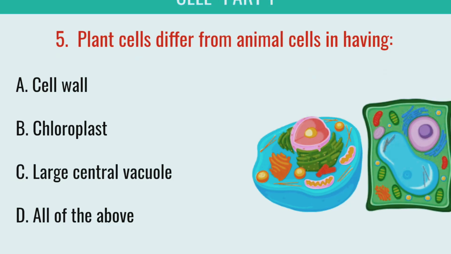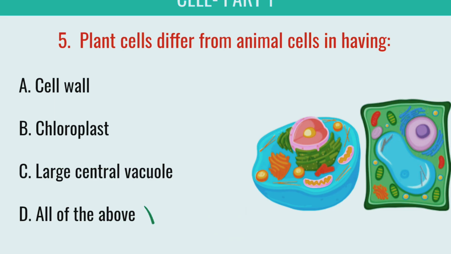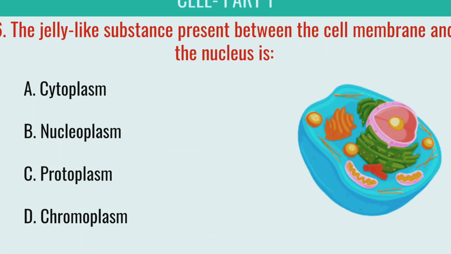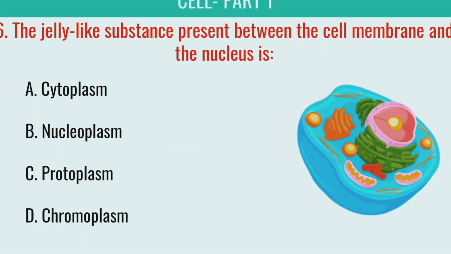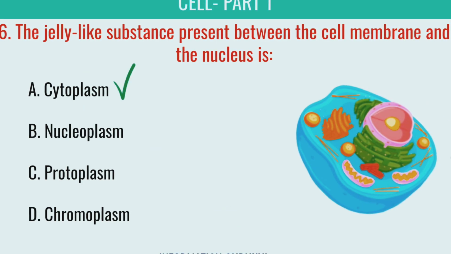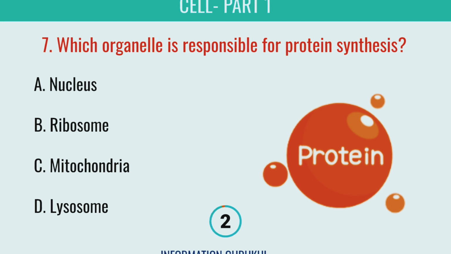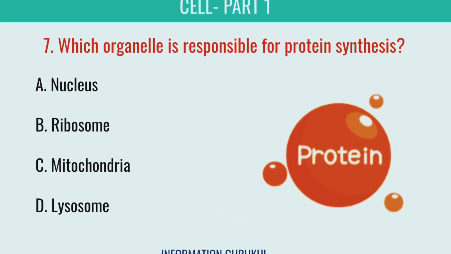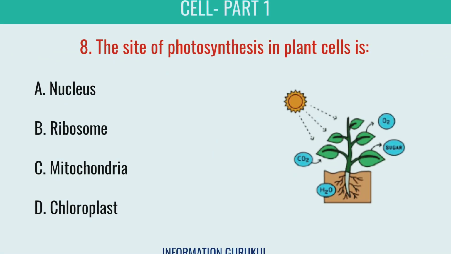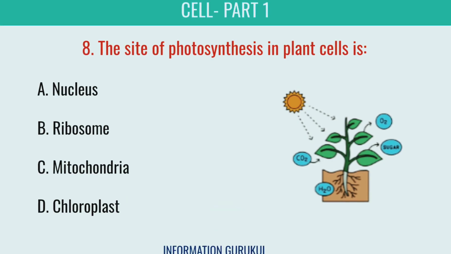Plant cells differ from animal cells in having all of the above. The jelly-like substance present between the cell membrane and the nucleus is cytoplasm. Which organelle is responsible for protein synthesis? Ribosome. The site of photosynthesis in plant cells is chloroplast.